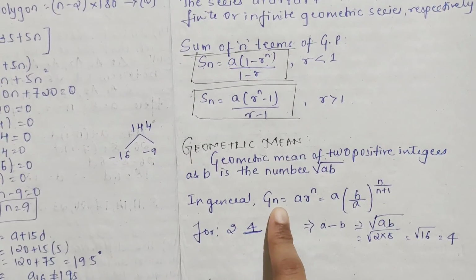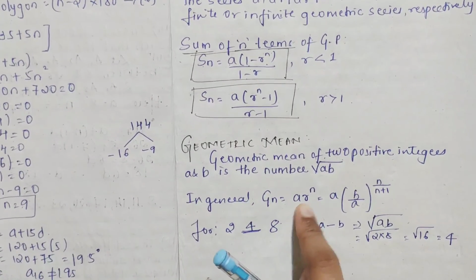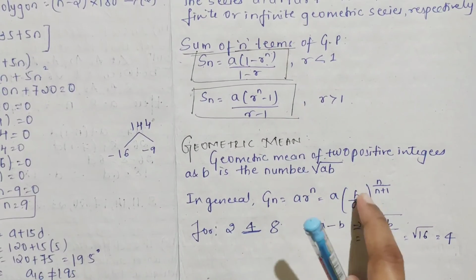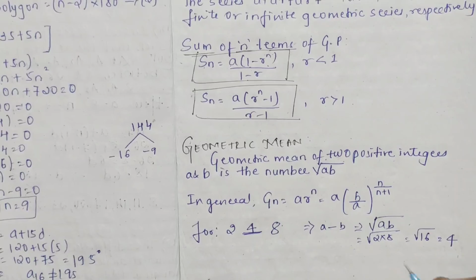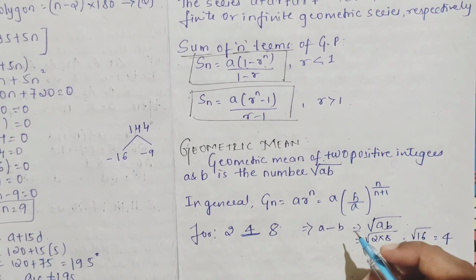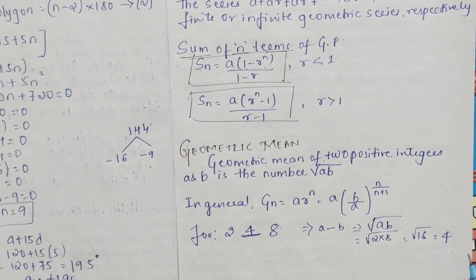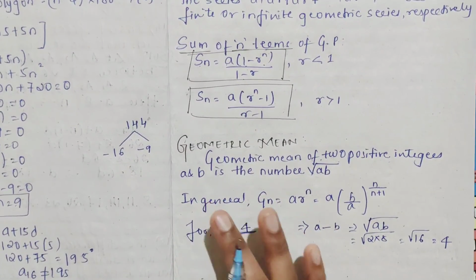And your general mean, how have you found it? a into r raised to n, where your r is given by b by a to the power 1 by n plus 1, right? So, this will be in general. I hope this much is clear for you.